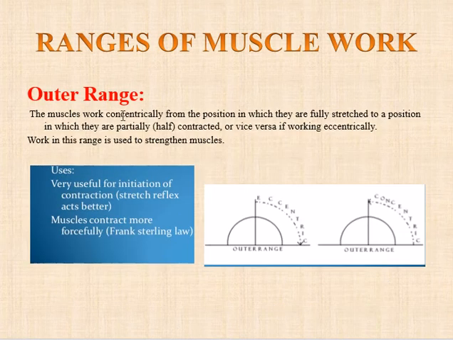Outer range. The muscle works concentrically from the position in which it is fully stretched to a position in which it is partially contracted, or vice versa if it is working eccentrically. Work in this range is used to strengthen muscles. Uses: very useful for initiation of contraction. Reflex acts better. Muscle contracts more forcefully.